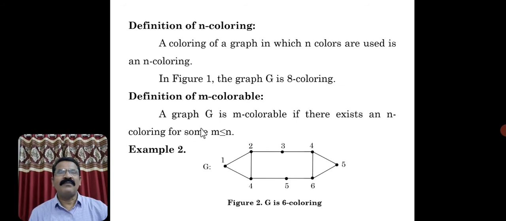Okay, a graph G is m colorable if there exists an n coloring for some m less than or equal to n. So though we have colored the previous graph by 8 colors, that 8 coloring graph can be m colorable, you can say 5 colorable, you can say 6 colorable. So that is less than n. Okay, how? Let us see.